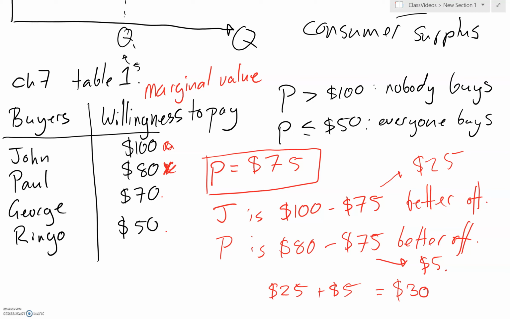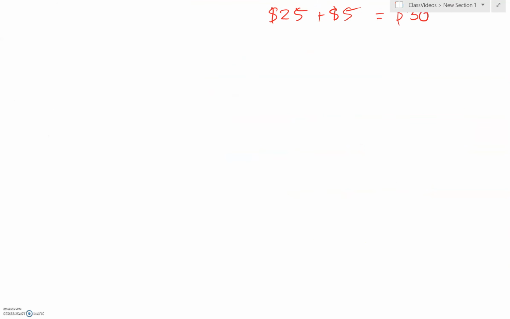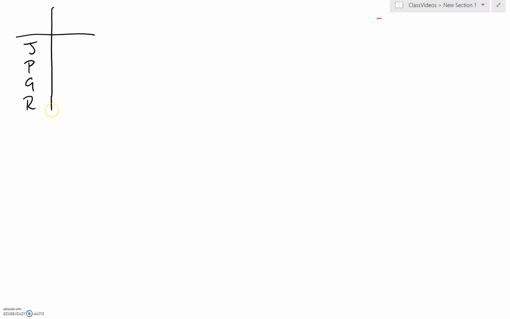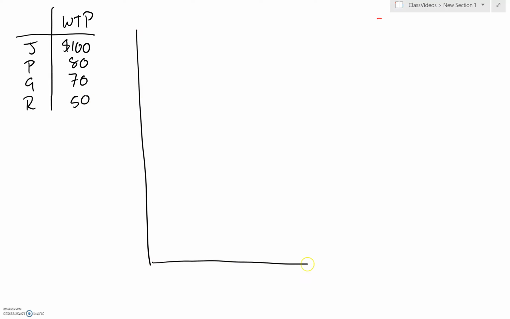Okay, so let's have a think about what this looks like in terms of a demand curve. I'm going to draw this up here now. Go back to a different color. I'm going to rewrite this table in a slightly more compact format. We've got John, Paul, George, Ringo, and their willingness to pay at 100, 80, 70, and 50. This demand curve is going to look a little bit funny because it's not a curve, but it's going to be downward sloping.